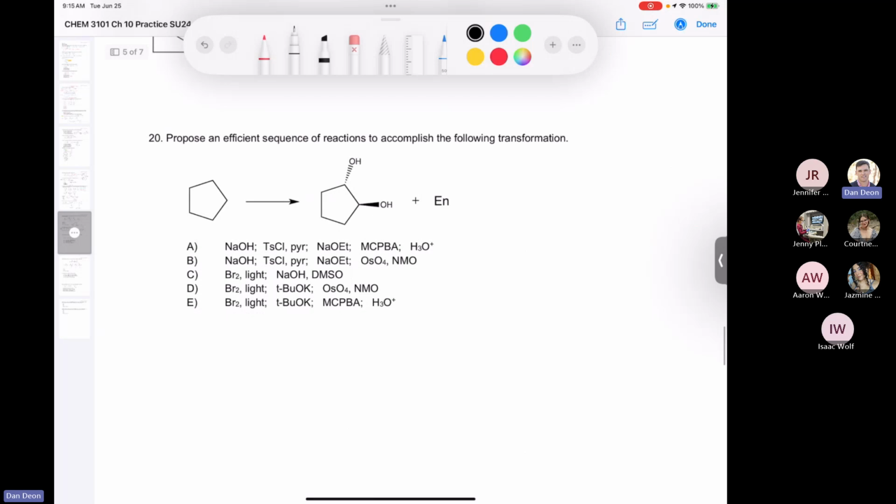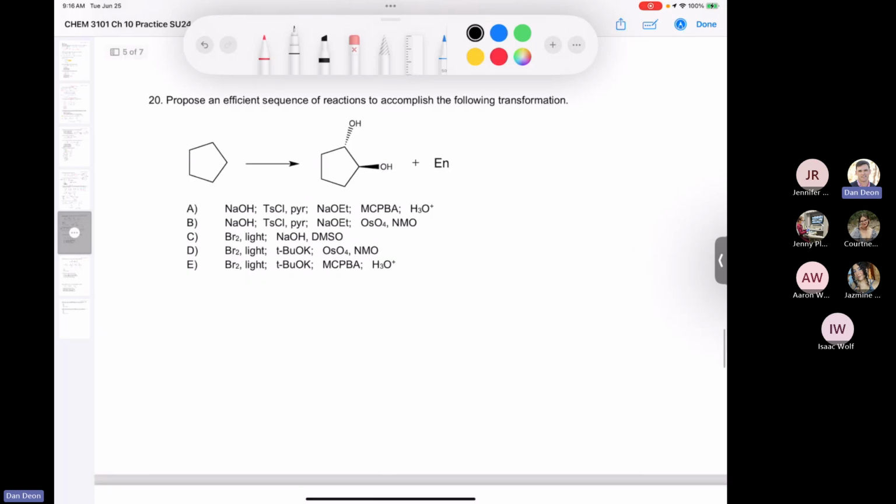Okay, number 20, something near and dear to my heart. Figure out a synthesis for this compound. We actually did this one earlier. If you want to make a trans diol from a cycloalkane, remember, if you're starting out with an alkane, we can cross these two off because the first step has to be bromine and light, and that is going to give me bromo cyclopentane. But then in order to put in the trans diol, I have to make the alkene.